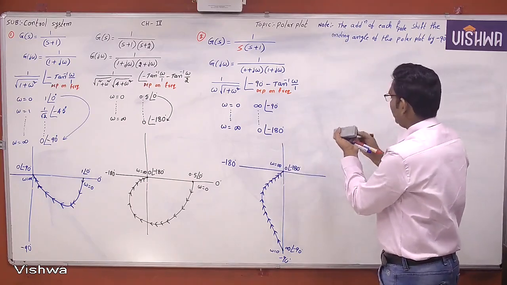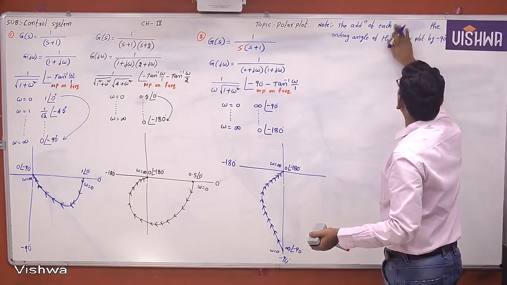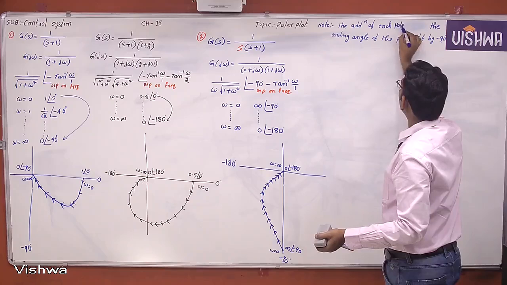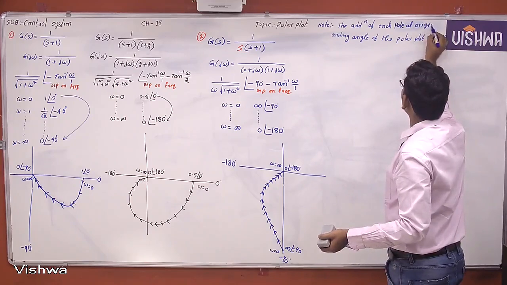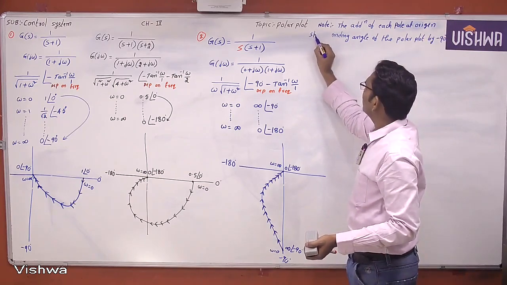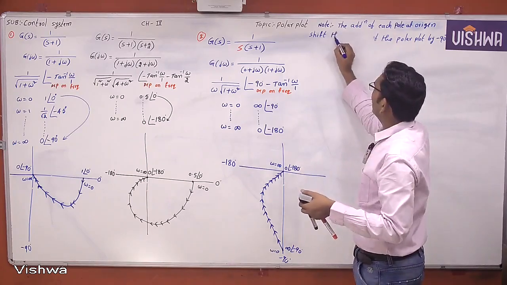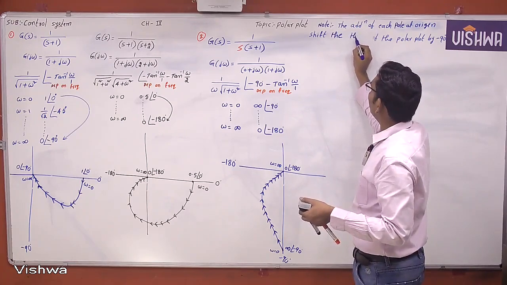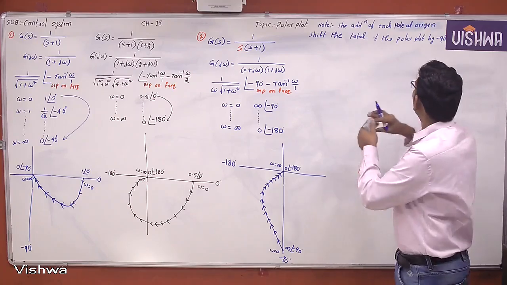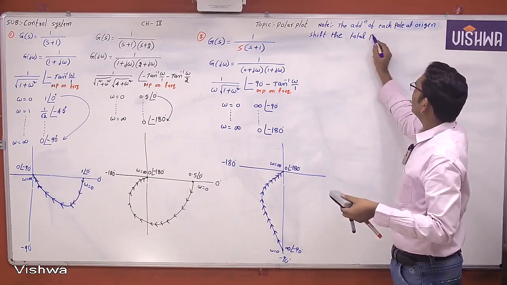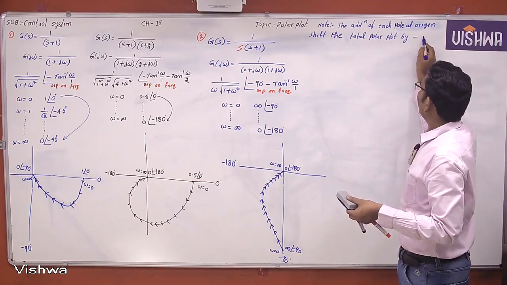The addition of each pole at origin shifts the total polar plot, not the ending angle, not the starting angle, but the total polar plot, by minus 90 degrees.